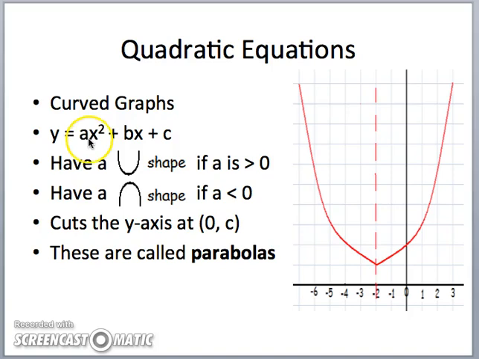As always, when x is 0, this term will be 0, and this term will be 0, and y will equal c. So again, the curve will cut the axis at 0, c. The general term for these types of curves is a parabola.